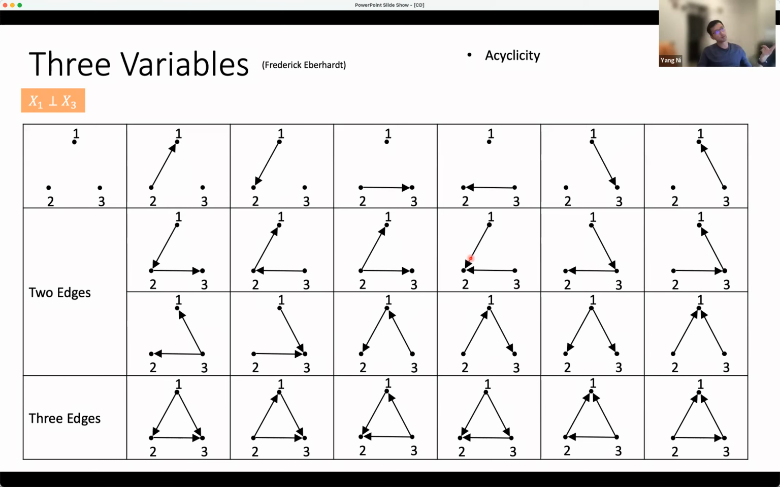So if you recall, one of the 3 independence relations on the last slide was that x1 and x3 are marginally independent of each other. Okay, so that's again something you can just test for with observational data alone, right? So there's no intervention required.